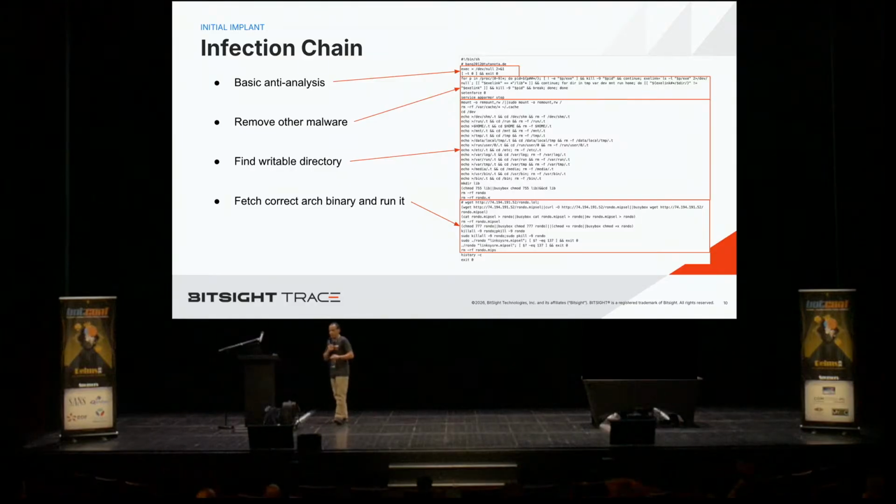Going now to the initial implant itself, it's pretty much split into four basic sections. We have the basic anti-analysis, we have the removal of other malware, we have an exploration phase where they try to find a writable directory to drop the binary, and then we have the phase where they're actually fetching the binary for the specific architecture and running it.